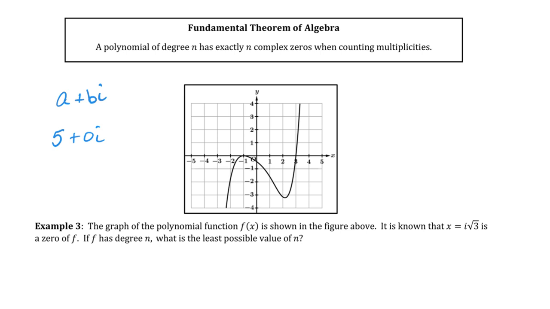On example 3, the graph of the polynomial function is shown in the figure. It's known that i square root of 3 is a 0. If f has a degree of n, what is the least possible value of n? So if I have i square root of 3, then I know that I have negative i square root of 3. So those are two zeros right there that we can't see. They don't cross the x-axis.